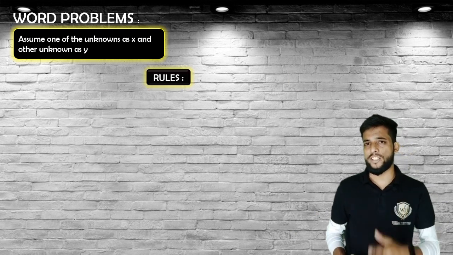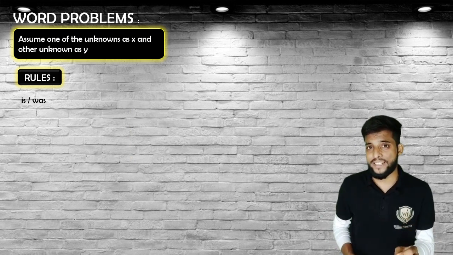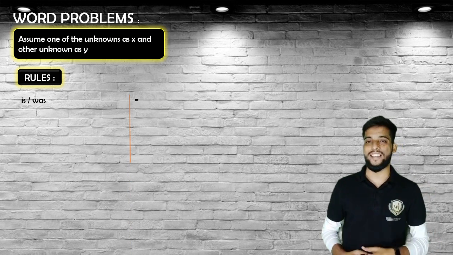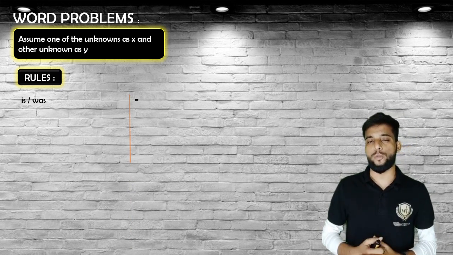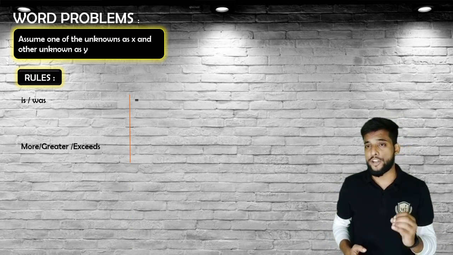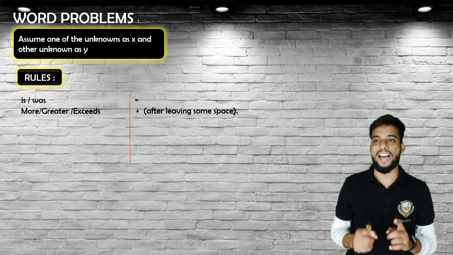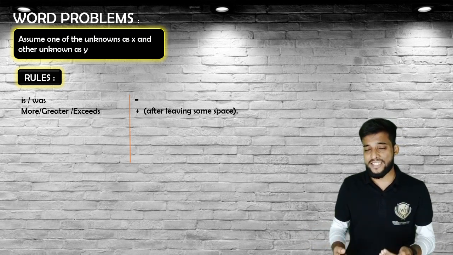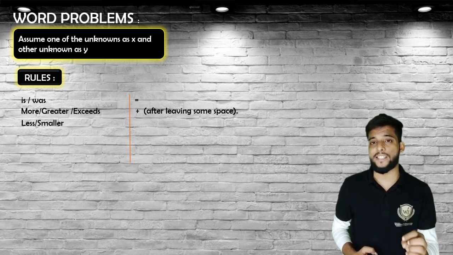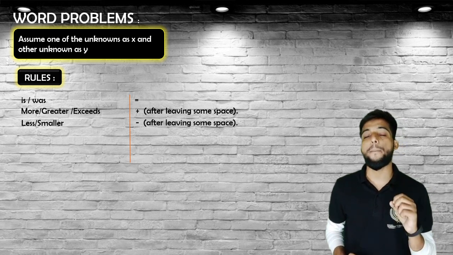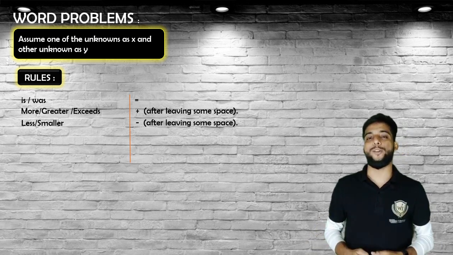Now let us understand what these rules are actually. If you have words like is or was in the statement, we are going to represent them in our equation as an equal to sign. That means words like is, was, we are going to represent by an equal to sign in the equation. If you have words like more, greater, exceeds, we are going to represent them by an addition sign after leaving some space. We'll understand this in detail in the example after the rule, students. So if you have words like less, smaller, it will be represented by a minus sign after leaving some space. That means in the equation we leave a little space, then we'll write down this minus sign.